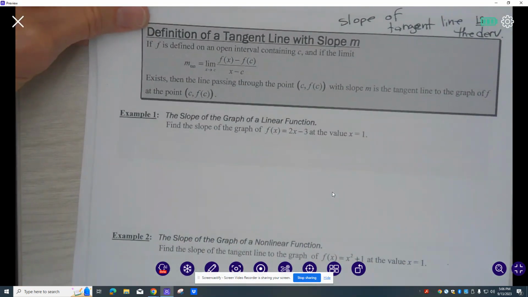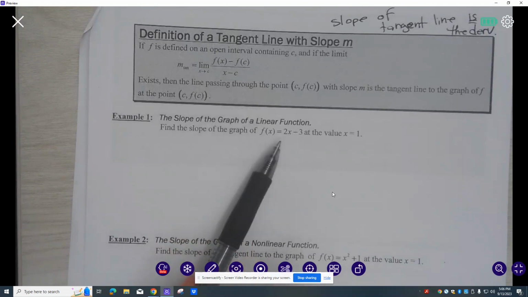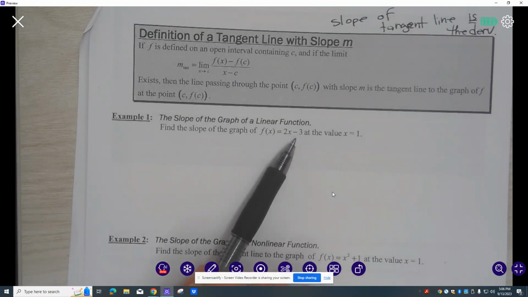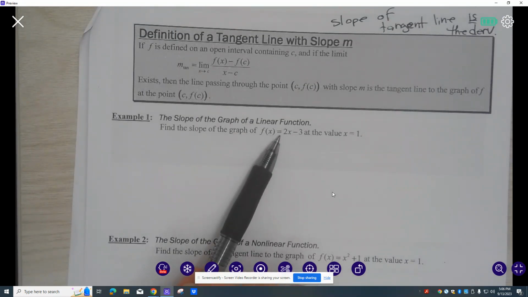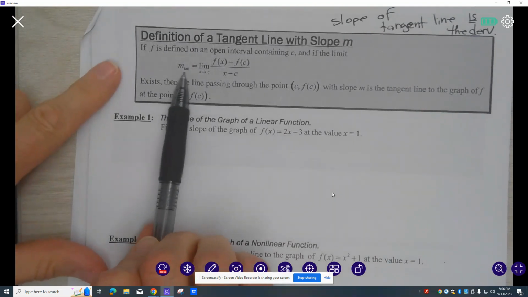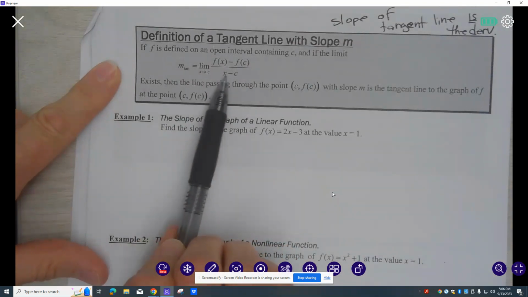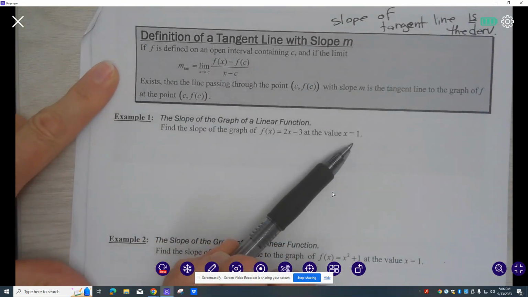Okay, so this says find the slope of the graph of this, which is a line, at x equals 1. Well, first of all, the slope of a line never changes. It's always 2. So hopefully after we do this problem, we'll get an answer of 2. So I'm going to use this formula right here. I'm finding the slope of the tangent line at a single x value, which is 1.